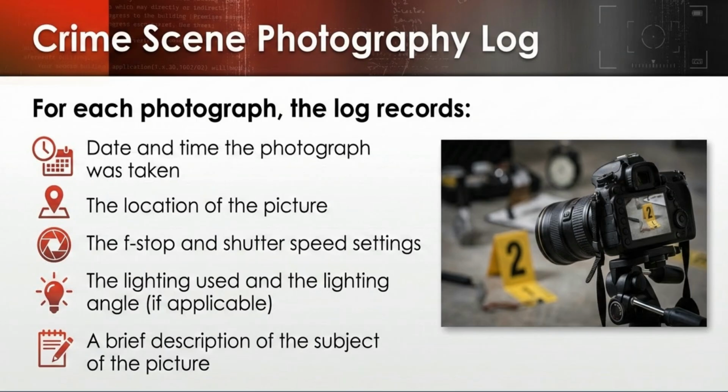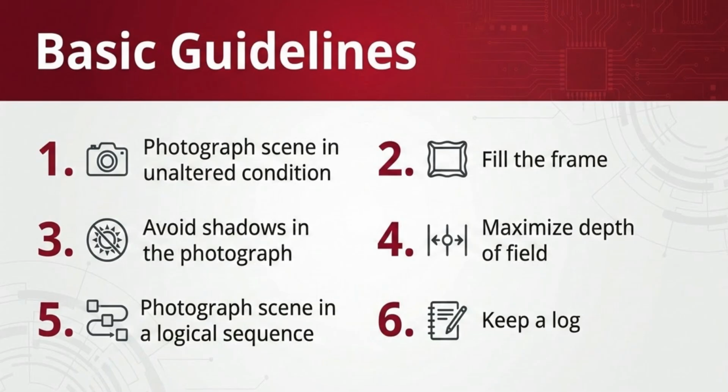A detailed log of each photograph taken at the crime scene is kept by the photographer. The log includes the case number, scene type, date, location, camera details, film type, and the photographer's name and title. For each photograph, the log records the date and time, the location, the f-stop and shutter speed settings, the lighting used and its angle, and a brief description of the subject of the picture.